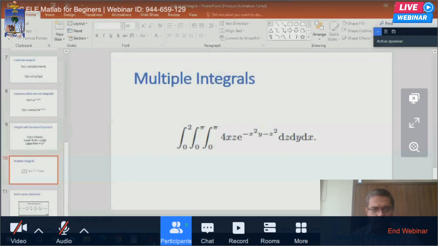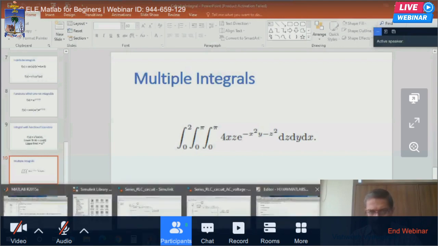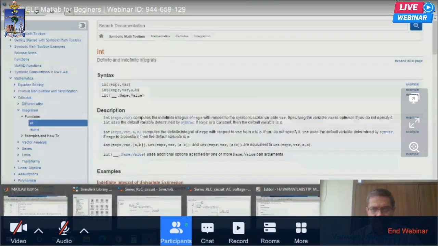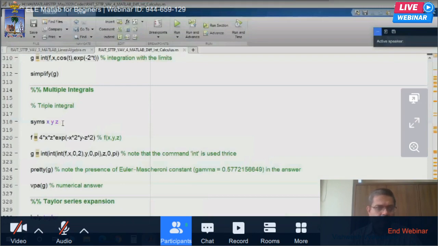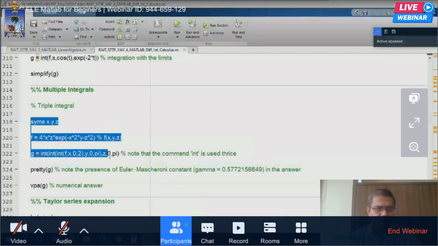So we want to calculate the multiple integral. Is it possible to do in MATLAB? Answer is yes. It's very much possible. So I'll just do it here.